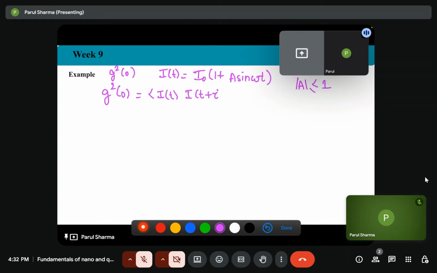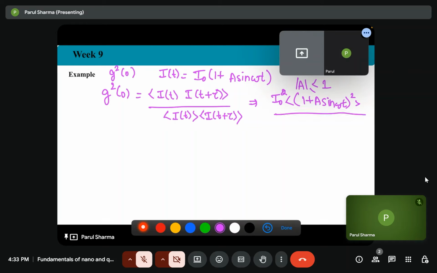Since tau is 0, it will give you I naught square times 1 plus A sin omega t square upon I square. I square will be I naught square only, so I naught square will cancel.